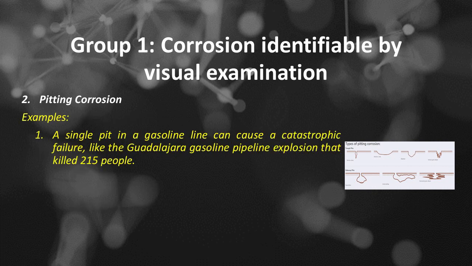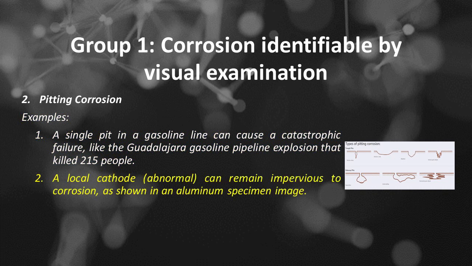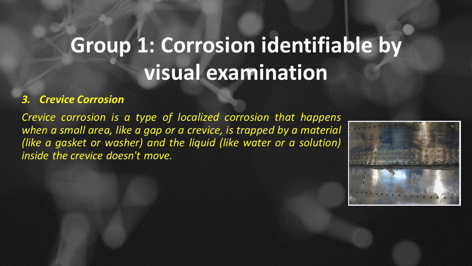Examples of risk consequence. Number 1 is a single pit in a gasoline line can cause a catastrophic failure, like the Guadalajara gasoline pipeline explosion that killed 215 people. Number 2 is a local cathode, abnormal, can remain impervious to corrosion, as shown in an aluminum specimen image. Number 3 is crevice corrosion.